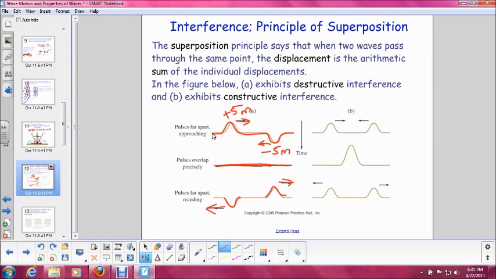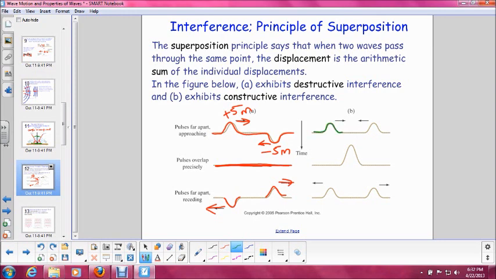The underneath wave is still traveling to the left and still has an amplitude of 5 meters. And the same is true for the one on the top. It's still moving to the right and still has an amplitude of 5 meters. But for that split second when they were in the same spot, they added to 0. Now, they don't always add to 0. Sometimes they add to make something bigger.